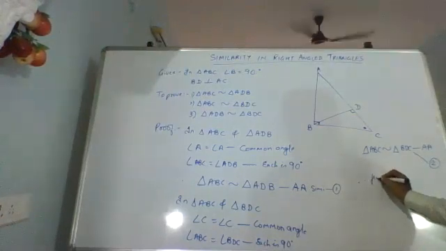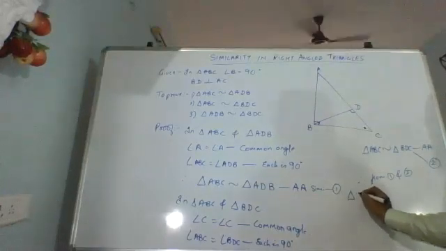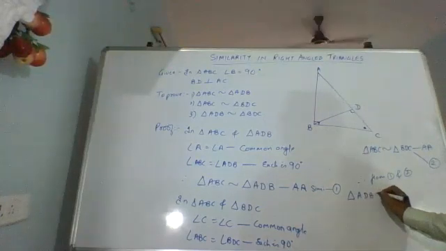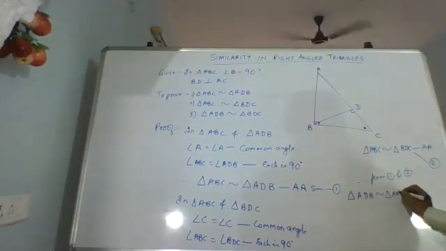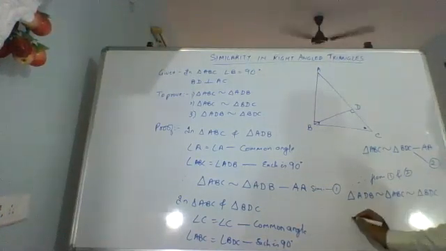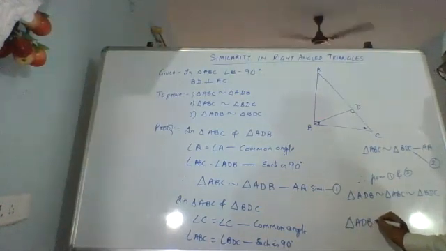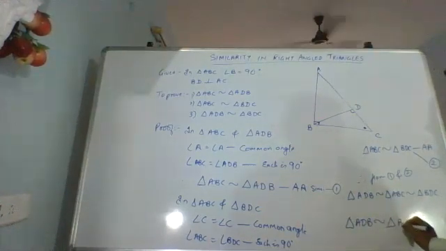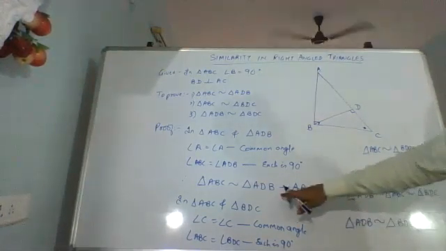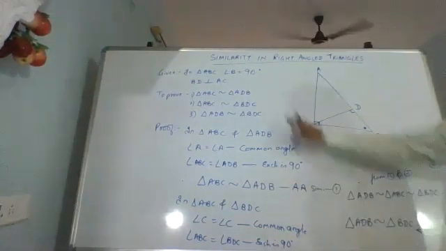Therefore, from 1 and 2, triangle ADB is similar to triangle ABC, which is similar to triangle BDC, that is, triangle ADB is similar to triangle BDC. Okay, these are the three things that we have to prove. First is proved over here, second is proved over here, and this is the third that we have proved.